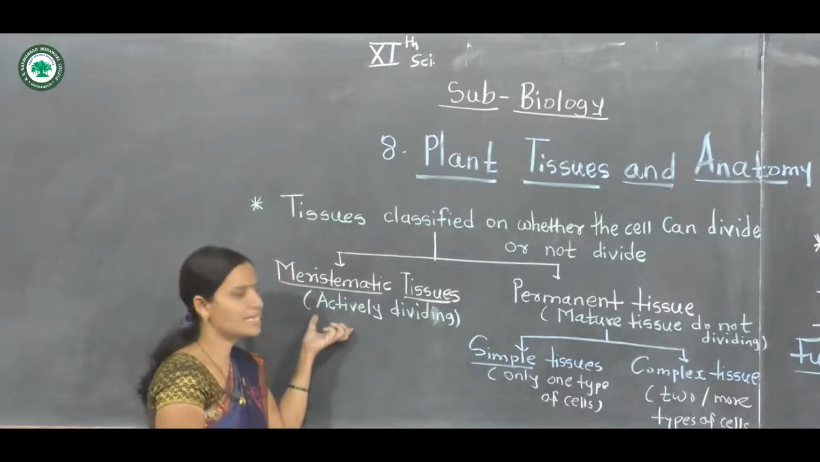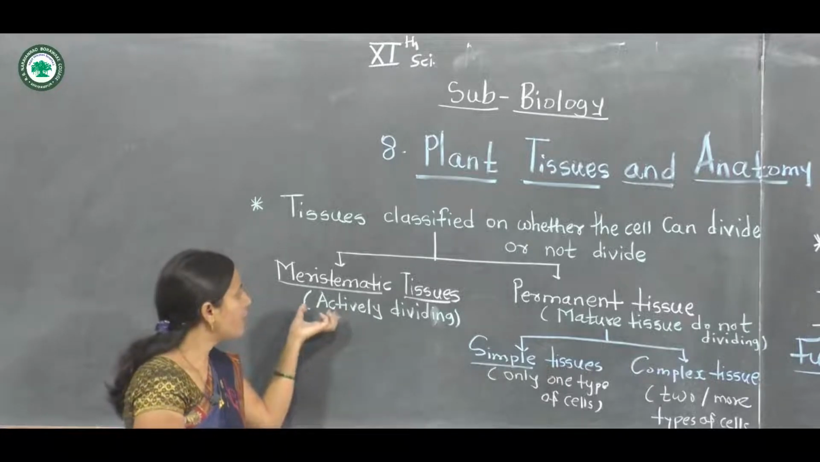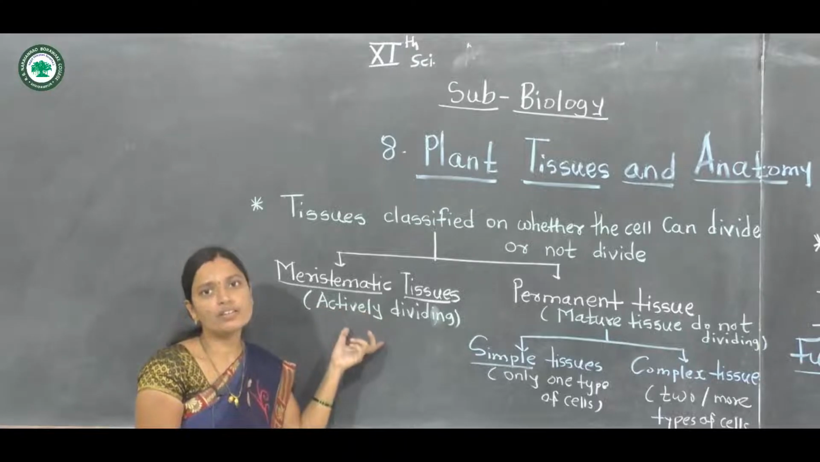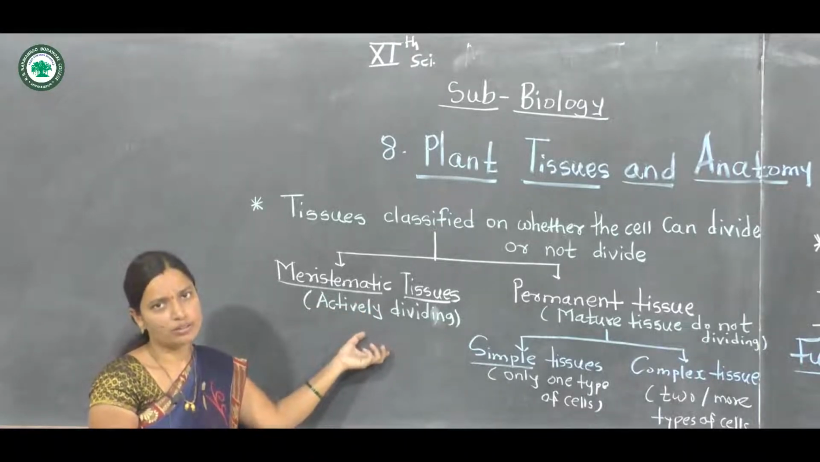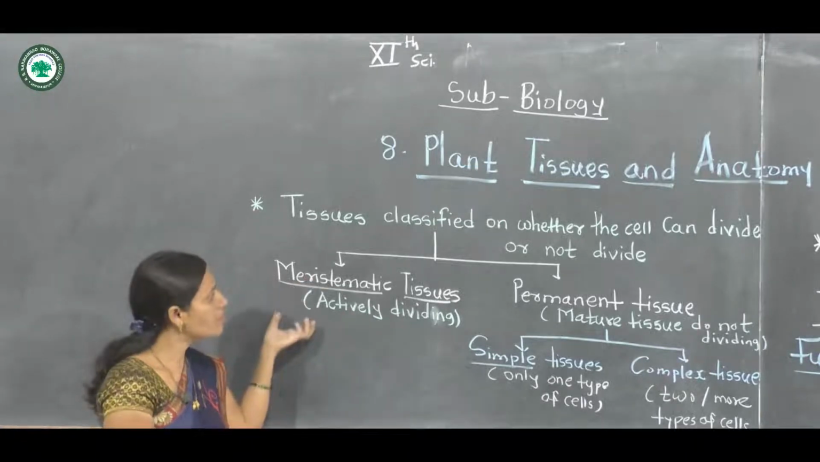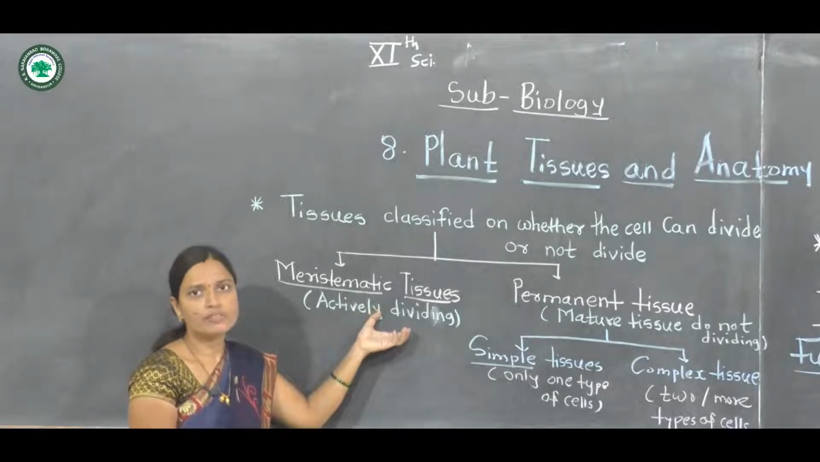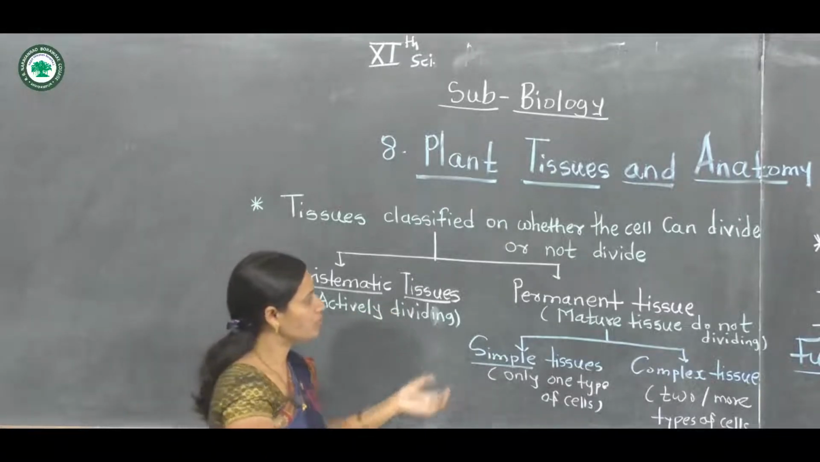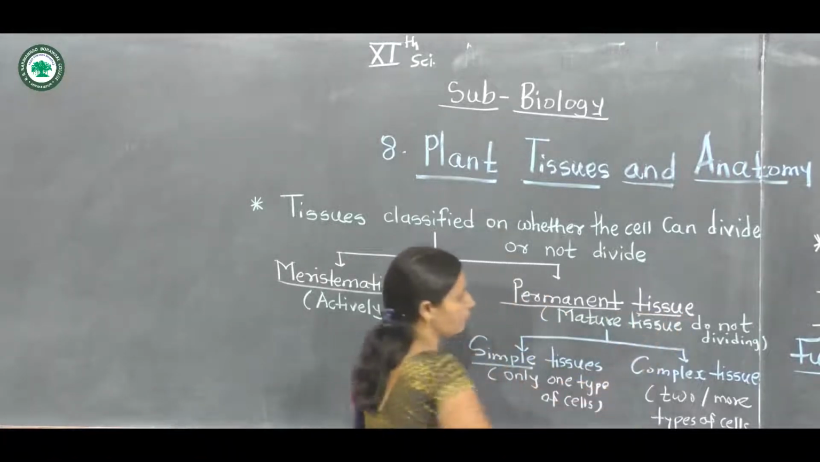First, the meristematic tissue. This meristematic tissue is actively dividing, and it is found in the region of root tips or shoot tips. This meristem is very important because it contains the dividing cells. The next tissue, the most important one, is the permanent tissue.